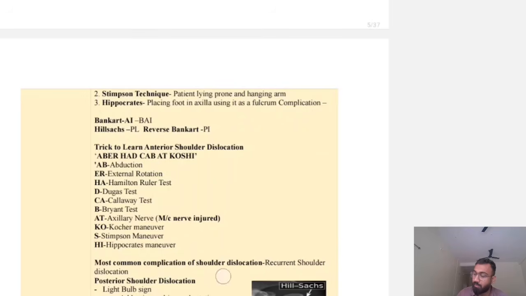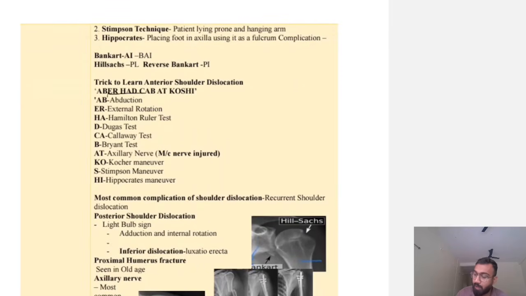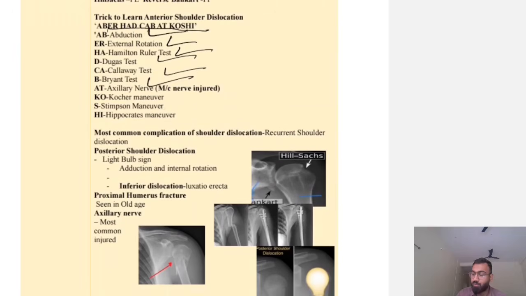Now, if you don't want to remember anything, just remember the mnemonic: Abir had cab at Kosi. AB is for abduction, E is for external rotation, then Hamilton ruler test, Dugas test, Calvé test, Bryant test. Axillary nerve is the most commonly injured nerve. Kocher's maneuver, Stimson maneuver, Hippocrates maneuver.